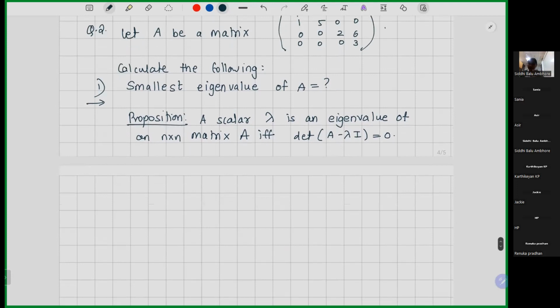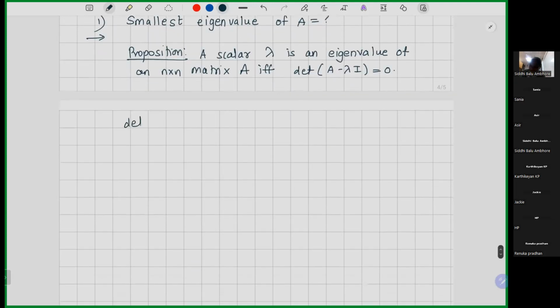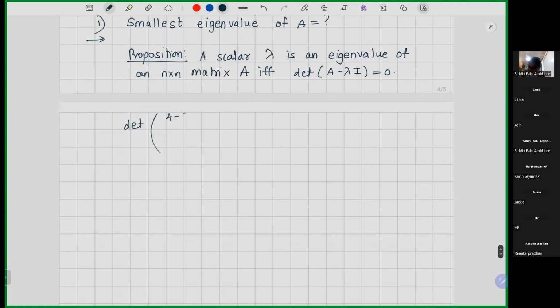So what does this mean? If I substitute just lambda here, it will be a polynomial, and the roots of that polynomial are precisely the eigenvalues of the given matrix A. So I just need to calculate the determinant of A minus lambda I. A minus lambda I will be: 4 minus lambda, 1, 0, 0; 0, 5 minus lambda, 0, 0; 0, 0, 2 minus lambda, 0; and 0, 0, 6, and 3 minus lambda, which is equal to 0.